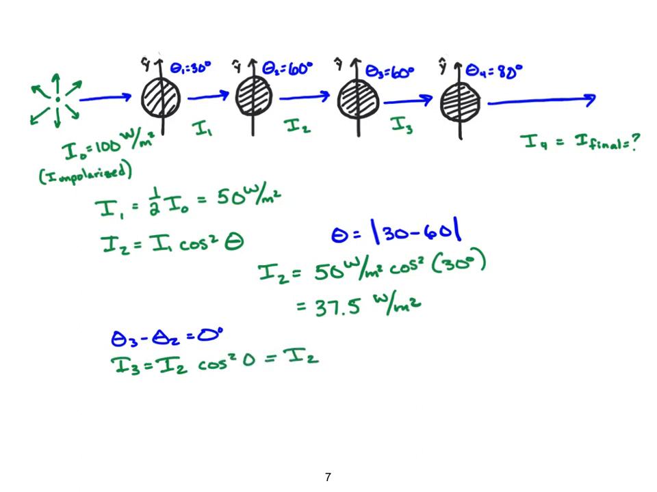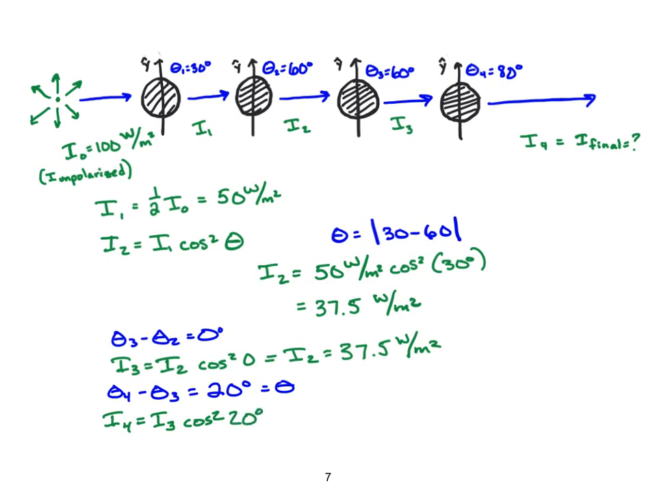Moving on to the fourth filter, theta 4 is 80 degrees and theta 3 is 60 degrees. So the difference in angle between these two filters is 20 degrees. So we're going to use the equation I4 equals I3 times the cosine squared of 20 degrees. Plugging all this in, we find that the final intensity, I4, is equal to 33.11 watts per meter squared.